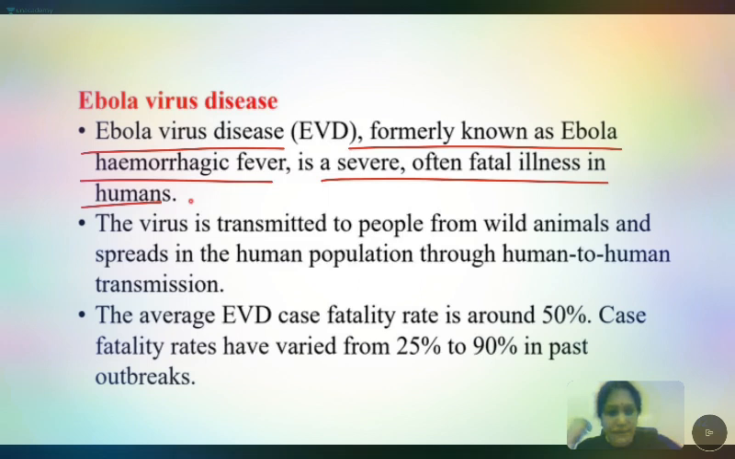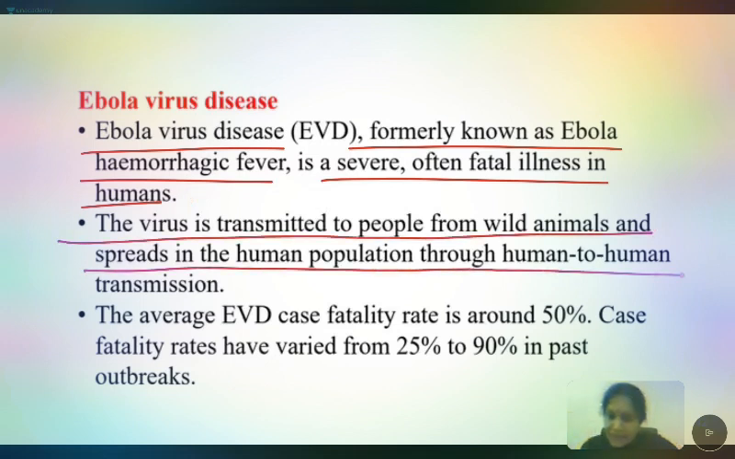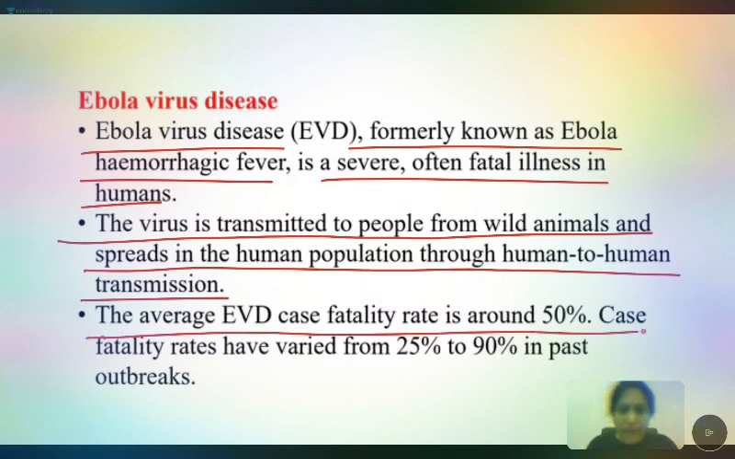So Ebola is a severe fatal illness in humans and leads to hemorrhagic fever. The virus is transmitted to people from wild animals and spreads in the human population through human-to-human contact. The average case fatality is 50% death. Of the people who get Ebola, half of them can die. And it can even range up to 90% in places where treatment is not available. Is it clear?